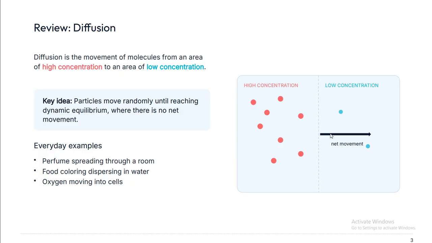And if you need some real world examples, if you can imagine oxygen moving into cells, or maybe you can think about food coloring dispersing in water.